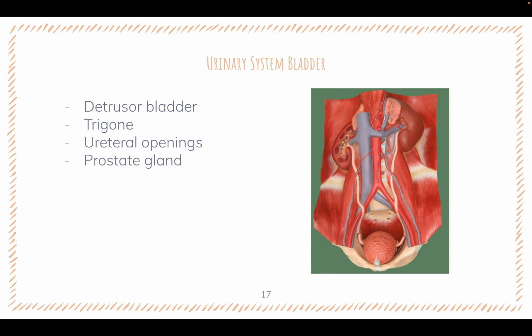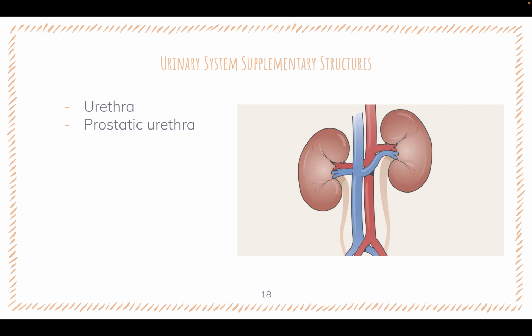When we take a closer look at the bladder, we have the detrusor muscle, the trigone, the ureteral openings, and the prostate gland. Lastly, we have the supplementary structures, which include the urethra and prostatic urethra.